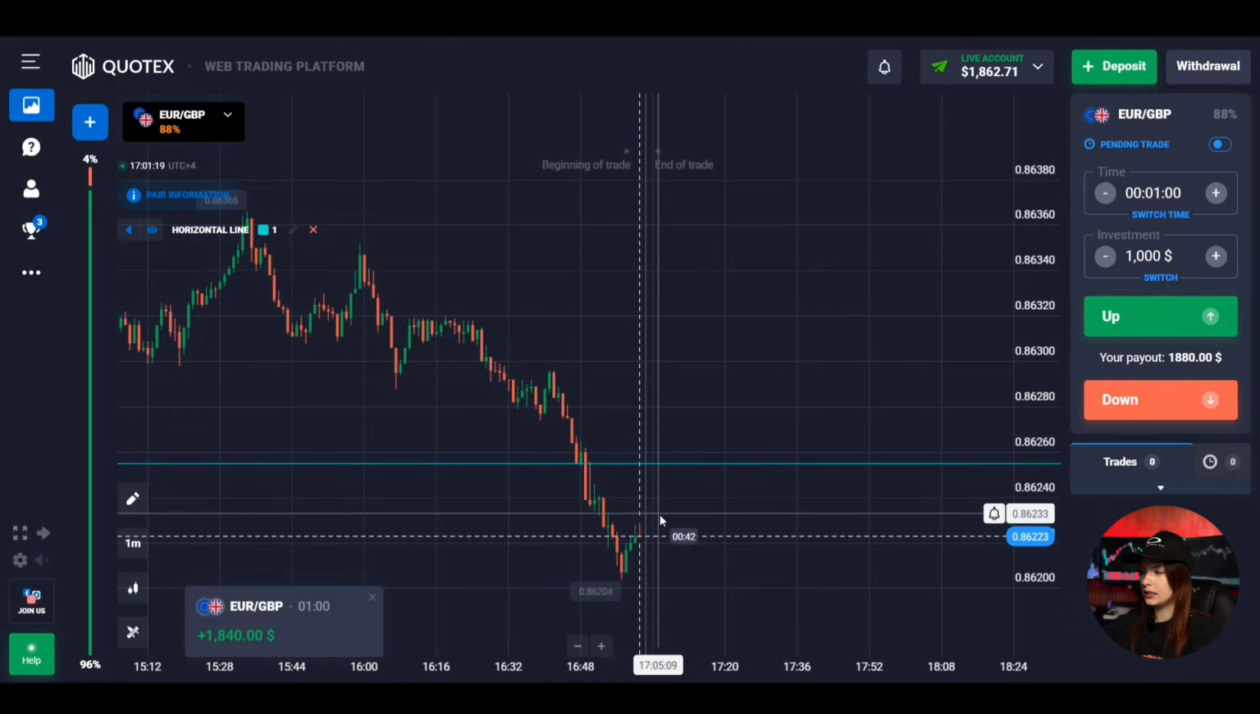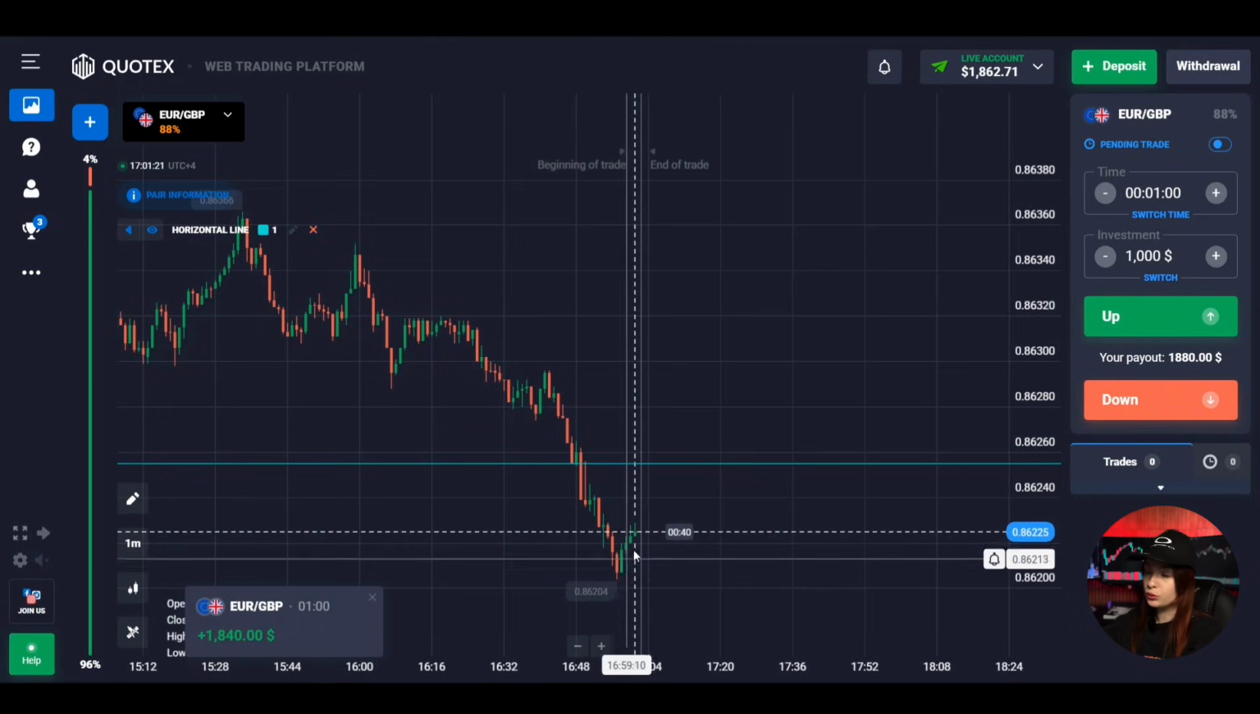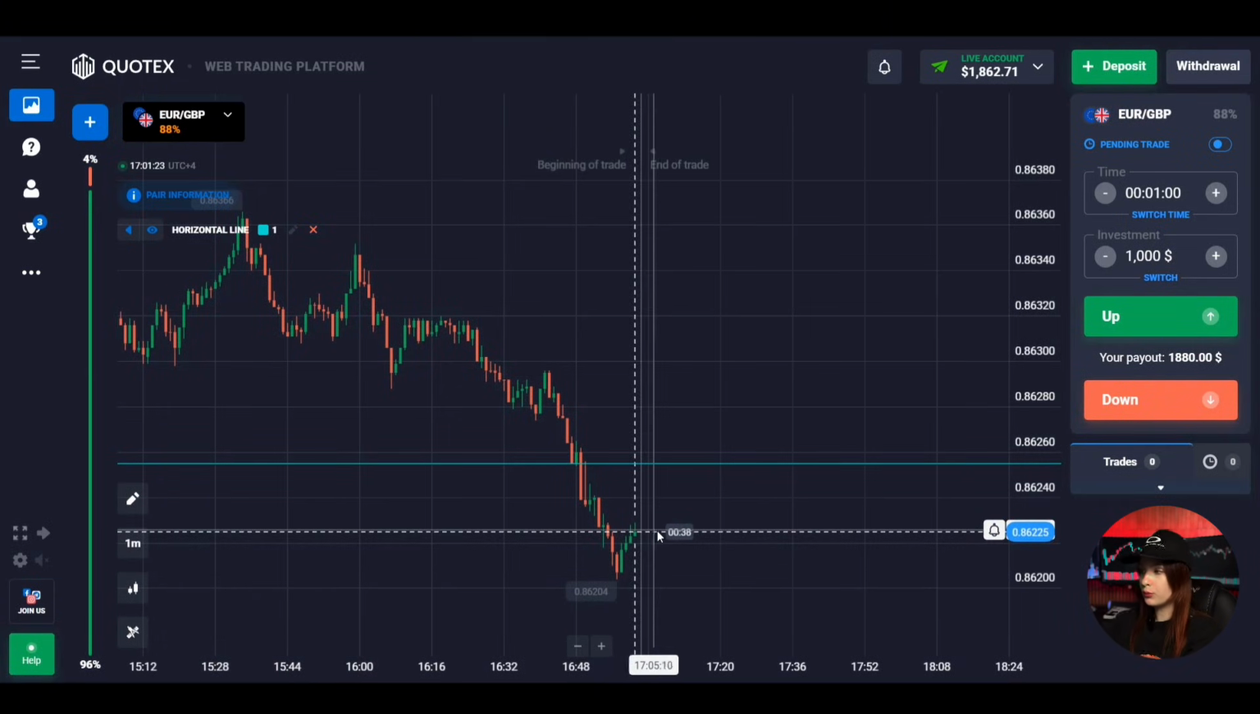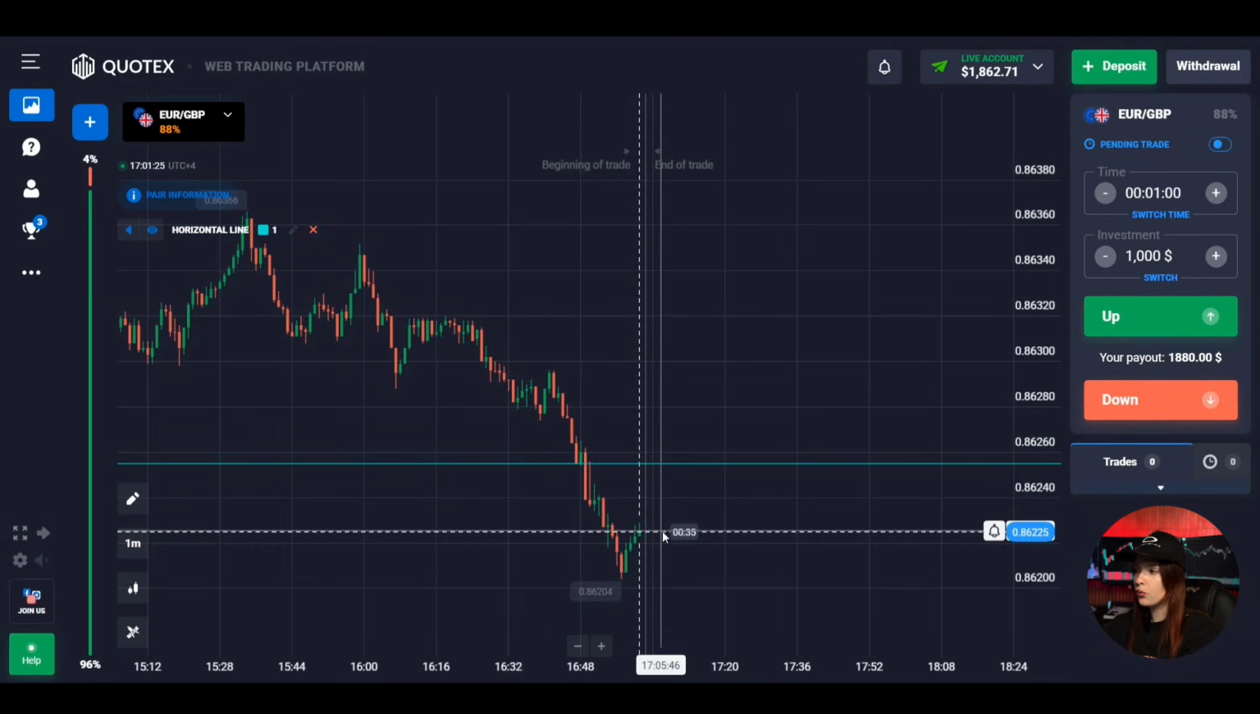Well, guys, it's not bad. The price has really continued to move up. We are making a profit here. As you can see, 1 minute was enough for us. I have managed to earn on this upward movement.